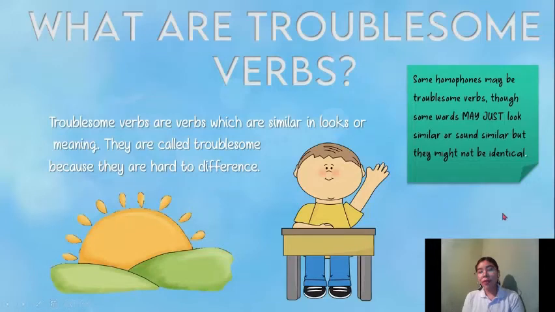What are troublesome verbs? Troublesome verbs are verbs that are similar in looks or meaning. They are called troublesome verbs because they are hard to tell apart. Some homophones may be troublesome verbs, though some words may just look similar, as in writing, or sound similar, as in homophones, but not be identical.